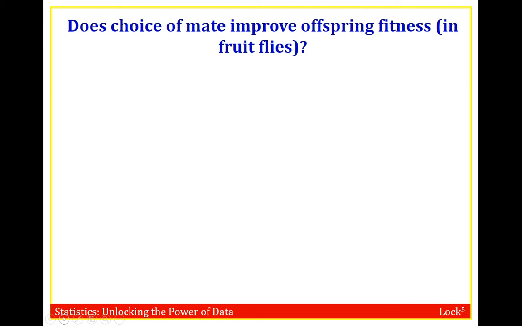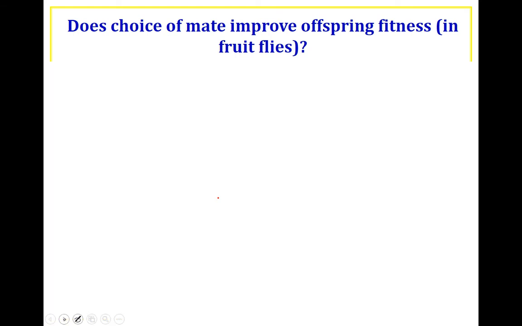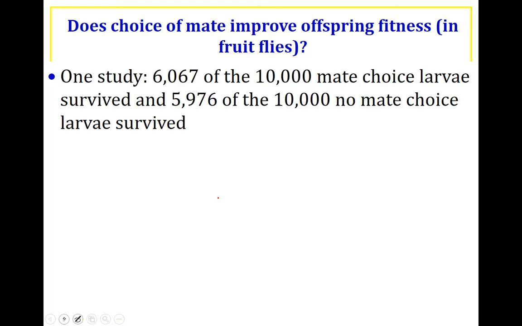So, does the choice of mate improve offspring fitness? Okay, so somehow I lost my marker here. Let me see what happens here if I shoot this ahead. There we go. One study says that 6,067 of the 10,000 mate choices of Lauri survived, and 5,976 of the 10,000 of no mate choice Lauri survived.